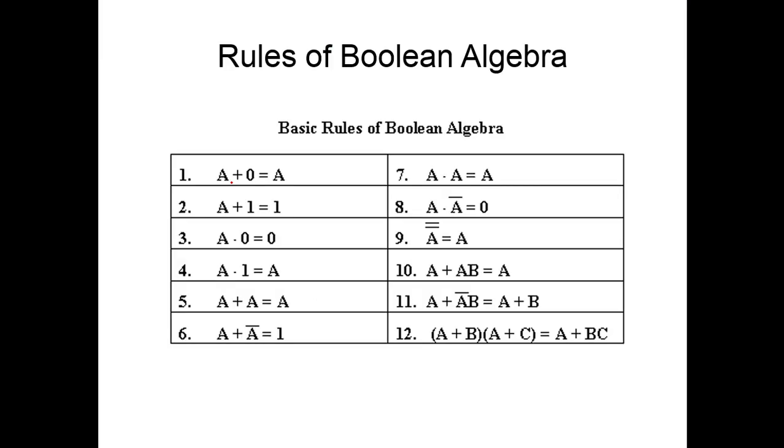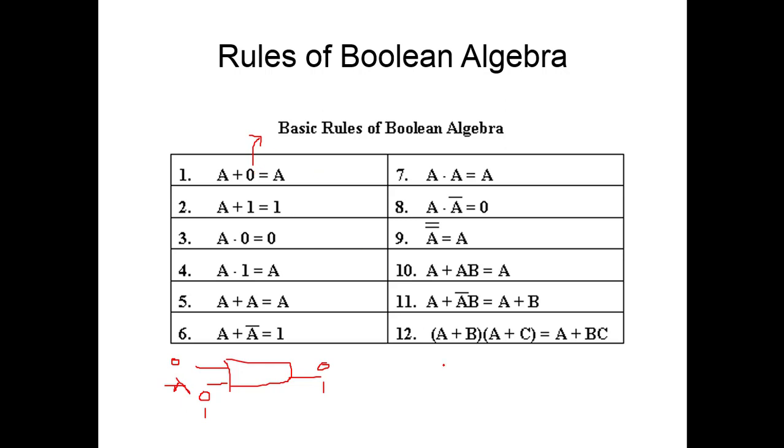Then we completed our lecture with a few basic rules of Boolean algebra, where we saw that A or 0 is equal to A. It means if we have an OR gate and one of its inputs is fixed to 0, then the output will depend on the other variable, which is A. If A is 0, then the output is 0, and if A is 1, then the output is 1. So 0 is known as the additive identity.